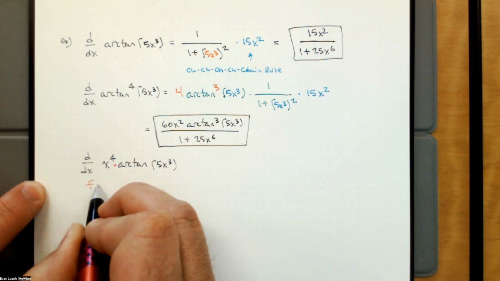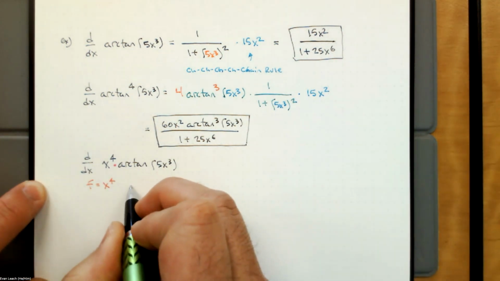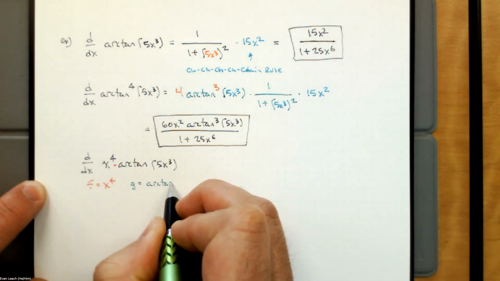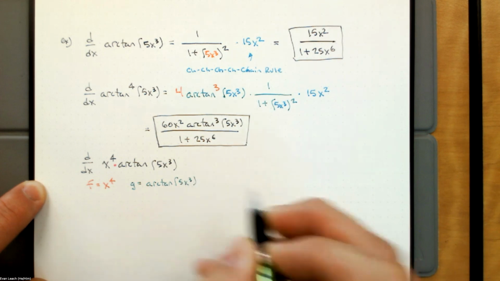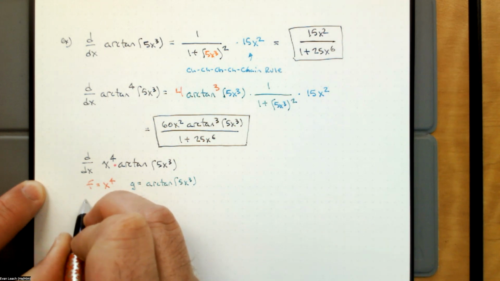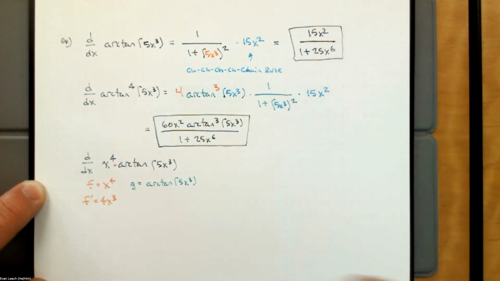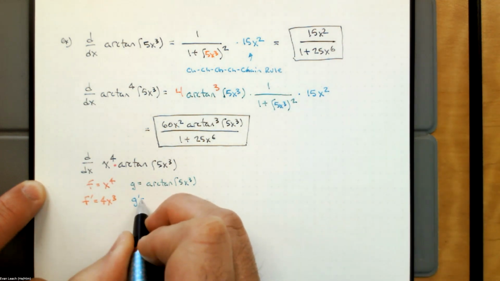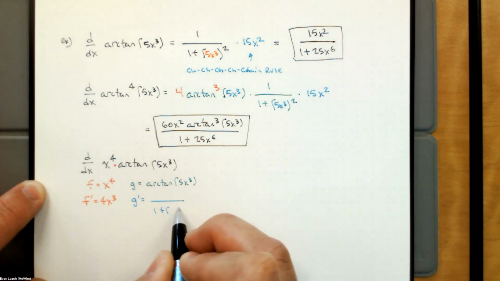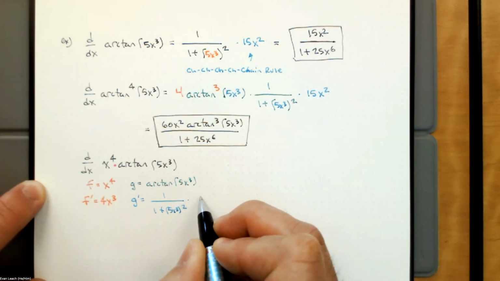You can say our first is x to the 4th, and our second function is arctangent of 5x to the 3rd. So the derivative of the first is 4x cubed. The derivative of the second, the derivative of arctangent of a thing is 1 over 1 plus that thing squared times the derivative of that thing.